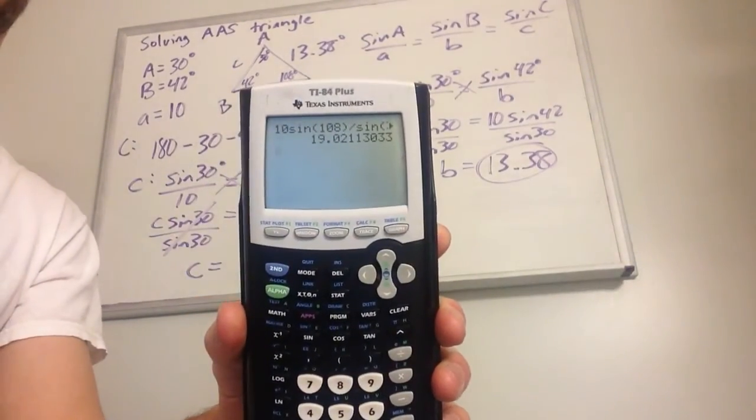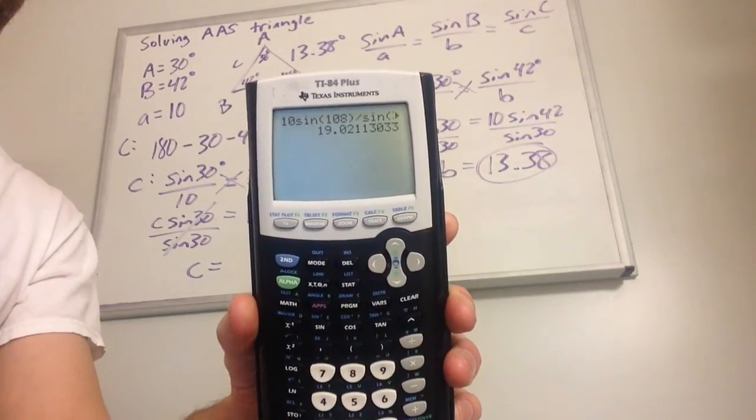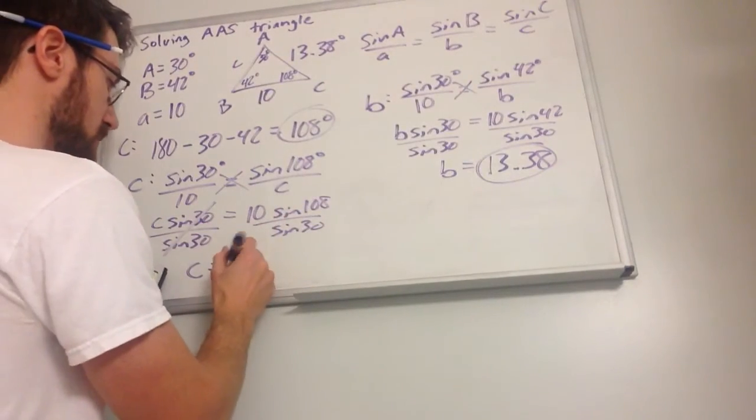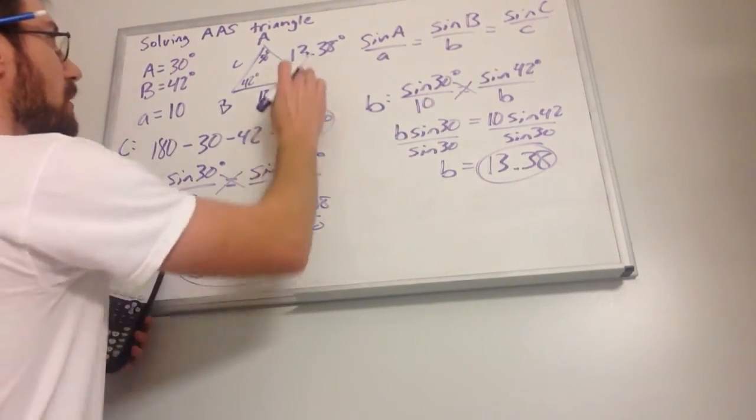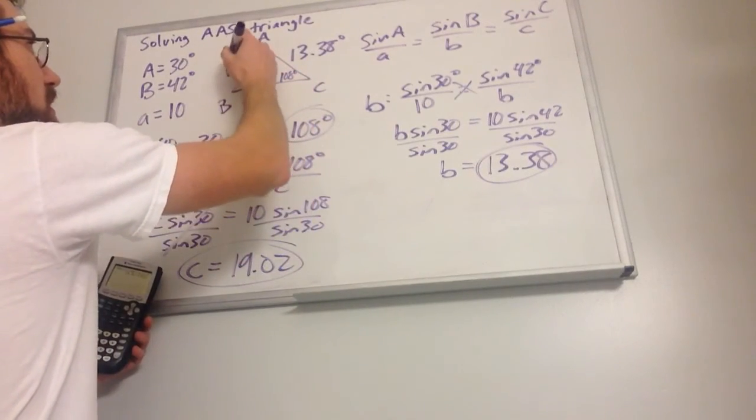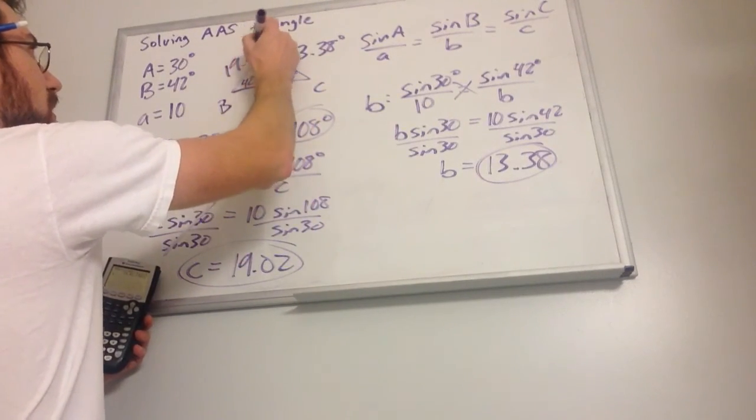If I plug it in like that, that gives me 19.02. Now I've got all three sides and all three angles. This triangle is solved.